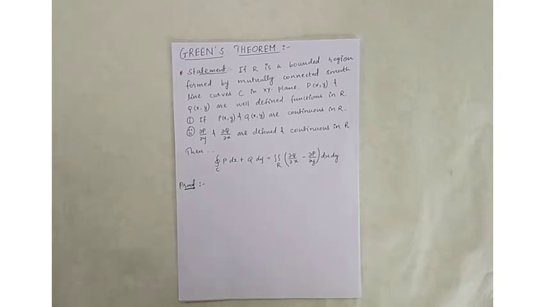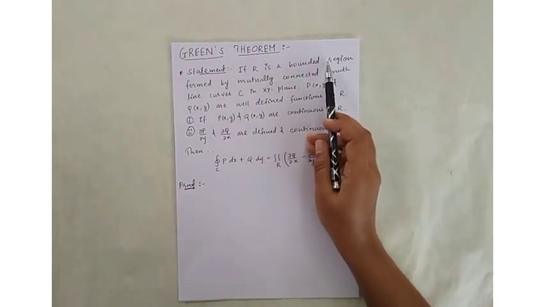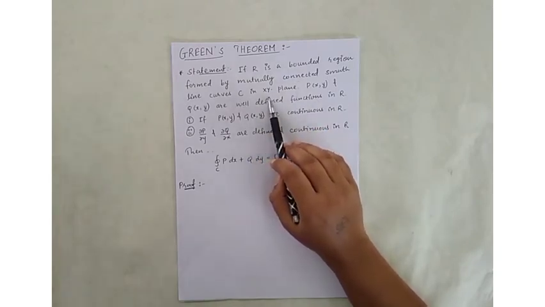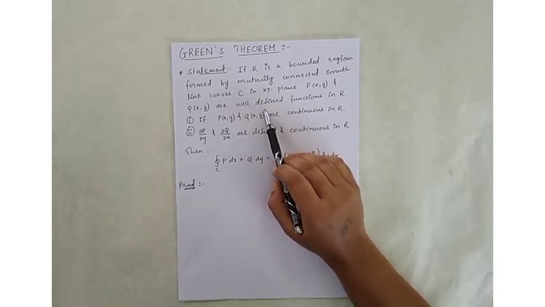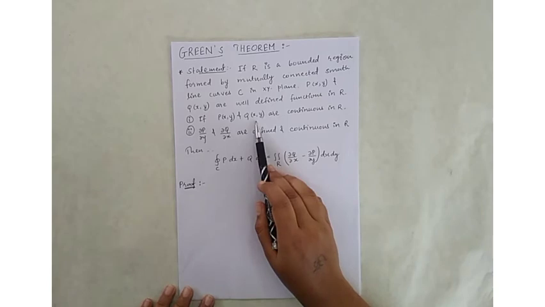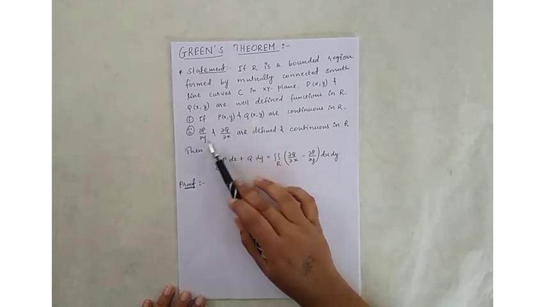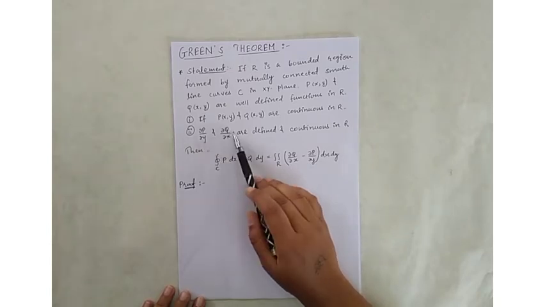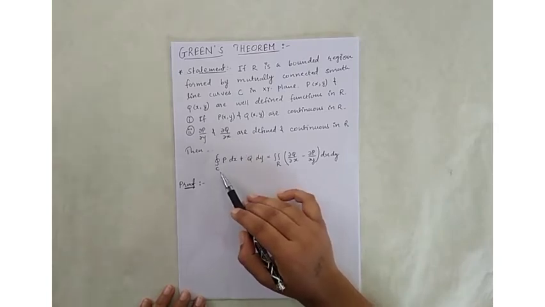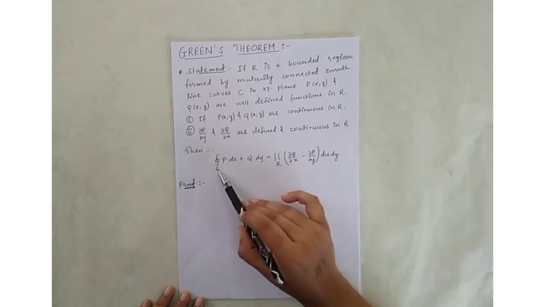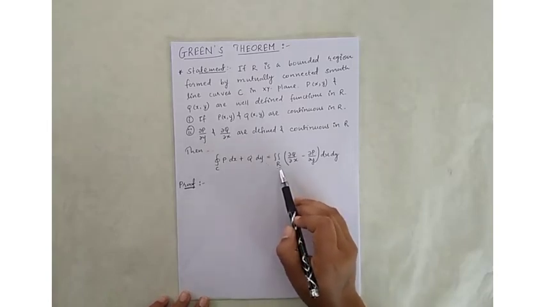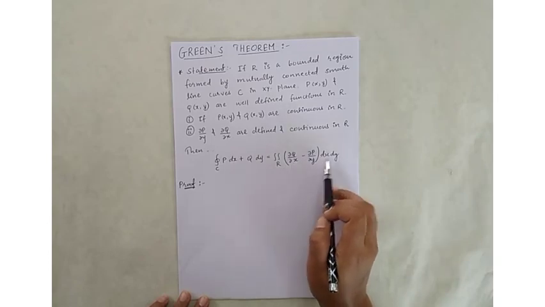The statement is as follows. If R is a bounded region formed by a mutually connected smooth line curve C in the xy plane, and P and Q are well-defined functions of x, y in the region R, and P(x,y) and Q(x,y) are continuous functions in R, and ∂P/∂y and ∂Q/∂x are well defined and also continuous in R, then we have to prove that the integration over the closed curve C of P dx plus Q dy is equal to the double integration over the region R of (∂Q/∂x minus ∂P/∂y) dx dy.